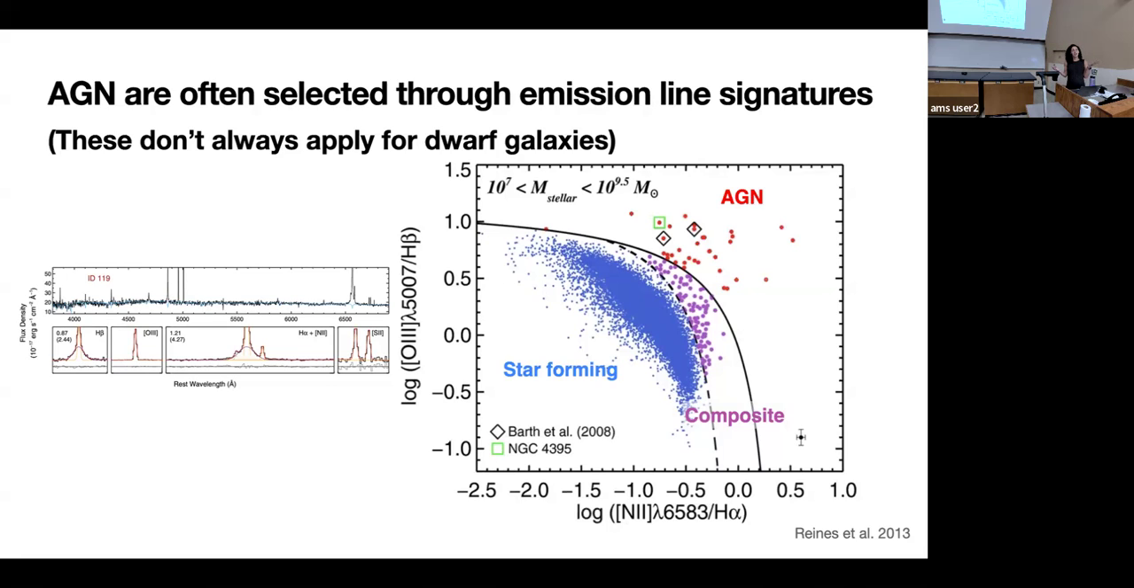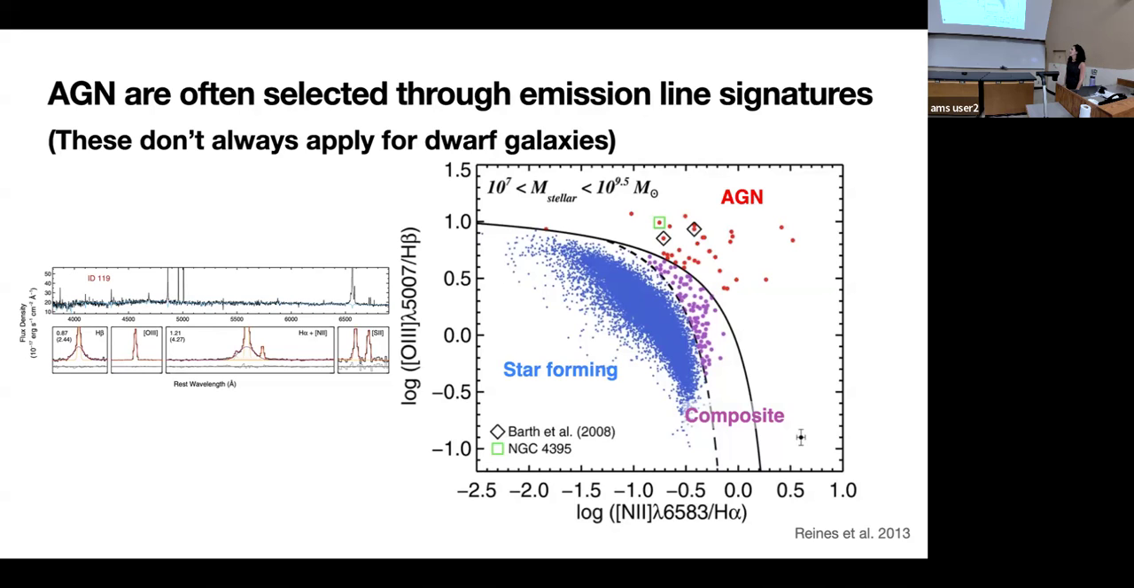Active galactic nuclei are not the only things that can ionize gas within a galaxy. You can also get ionization from star formation. And so if we detect these emission lines in the spectrum of a galaxy, there are certain diagnostic diagrams that we can use to try to determine what is the source of that photoionization.